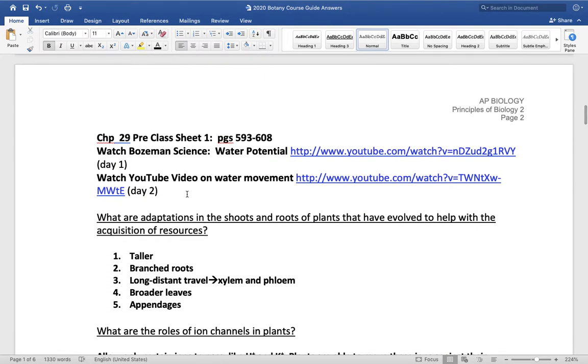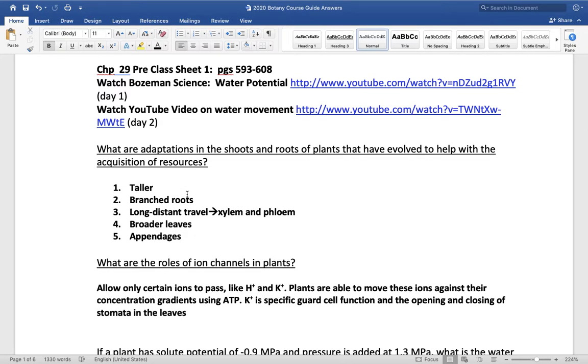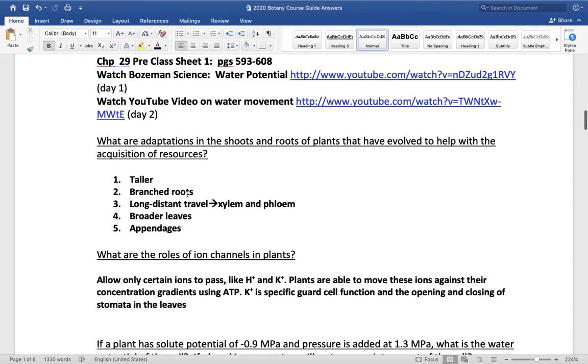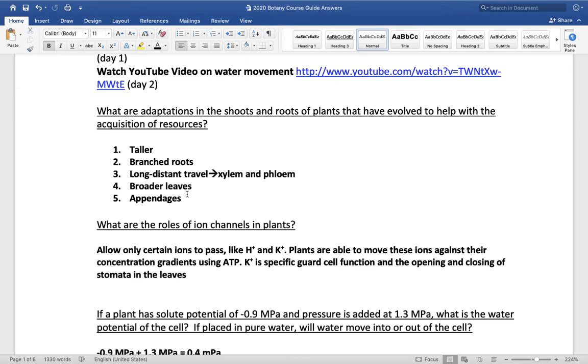Chapter 29 sheet 1. What are some adaptations in shoots and roots that allow them to acquire resources? So they started to grow taller, their roots started to branch more to pick up resources from the soil. They developed xylem and phloem for long distance travel of water and sugar solutions. Leaves got bigger to catch more sunlight, and then other appendages, like lateral branching of shoots, also allowed for more exposure to sunlight.